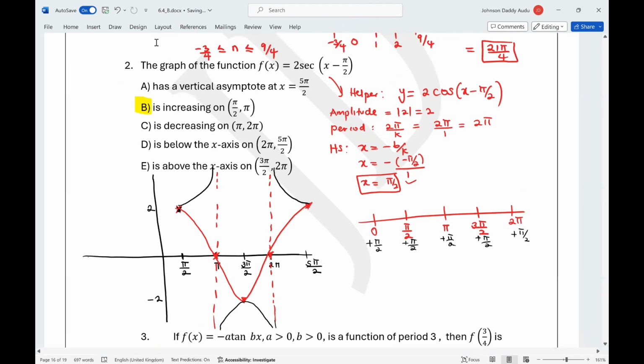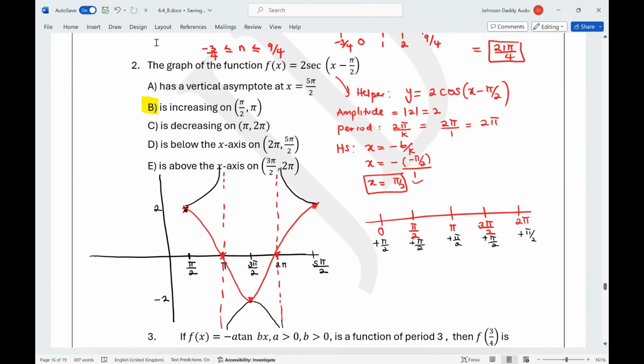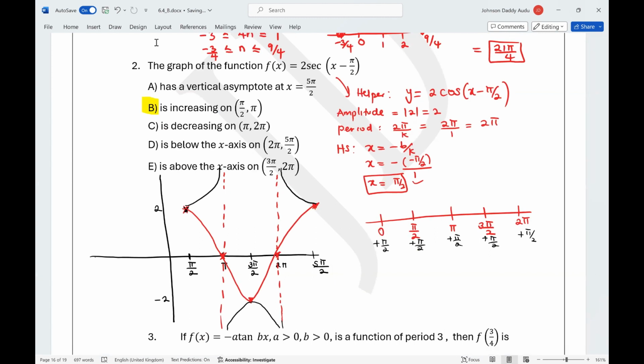Let's look at the options. It says the graph of the function has a... Now, does it have a vertical asymptote at 5 pi over 2? No, the answer is no, because at 5 pi over 2, we don't have a vertical asymptote, right? Now, is it increasing from pi over 2 to pi? Yes. As you can see, from pi over 2 to pi, the function is increasing. Now, is it decreasing from pi to 2 pi? Where is pi? From pi to 2 pi?